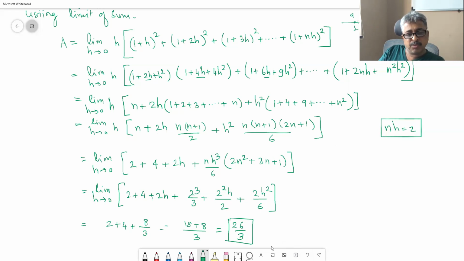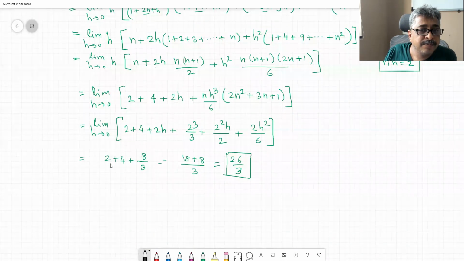So the answer is 26 by 3, which is a finite number, and that is the precise area under the curve. There is no approximation. It is equal everywhere. Okay, so have we really used any antiderivative or primitive concept in this? No, it is purely area of rectangles, and because we were aware of the summation of natural numbers and summation of squares of natural numbers, we could find this out. Let us solve one more problem.